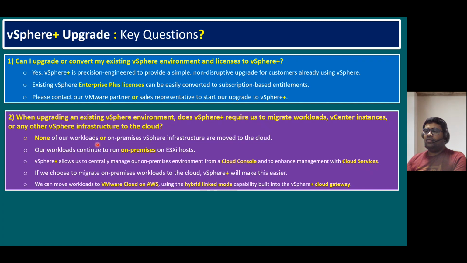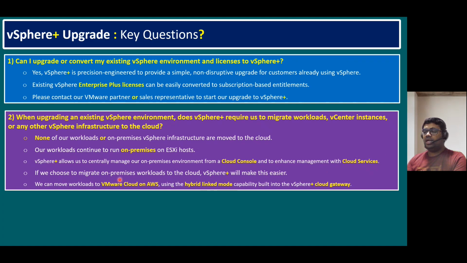None of our workloads or on-premises vSphere infrastructure are moved to the cloud. That means nothing needs to be moved from our on-premises to VMware Cloud. Our workloads continue to run on premises on ESXi hosts, and vSphere Plus allows us to centrally manage our on-premises environment from a Cloud Console and to enhance management with cloud services.